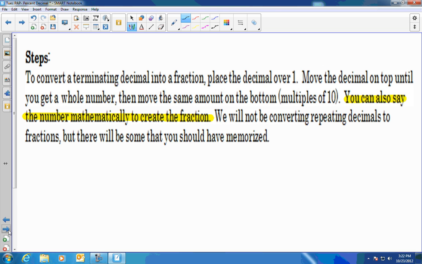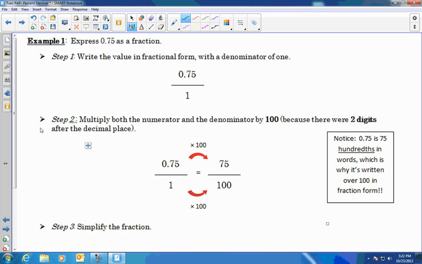So now that we've talked about a little bit of vocabulary, we're going to convert a terminating decimal into a fraction. So these steps are a little confusing. They are written on your notes so you can look over them, but I'm just going to start with working an example. So we're going to express 0.75 as a fraction. And hopefully you already know what this one is because it is a benchmark fraction. But we'll talk about the steps anyways. The first step is to put that decimal over 1. Congratulations, it's now a fraction.